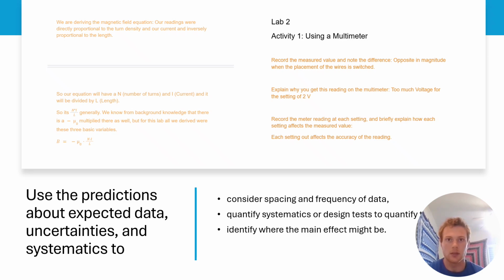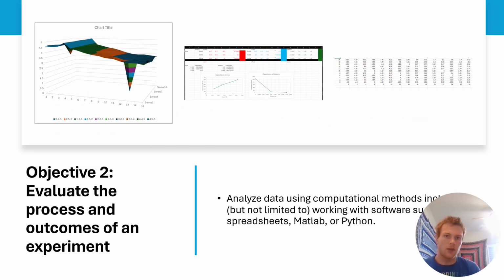Kind of cool, honestly. So the second objective is kind of what you think of when doing an experiment: the actual experiment itself, collecting the data, recording it. So objective two is evaluating the processes and outcomes of an experiment. And so we were supposed to analyze data using computational methods. I just used Excel through the year. Maybe somebody used MATLAB, Python. Shout out to them if they did.